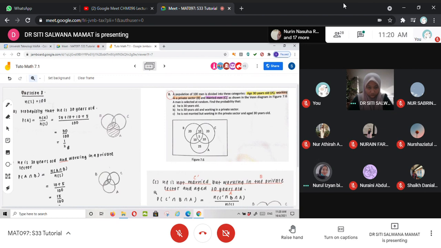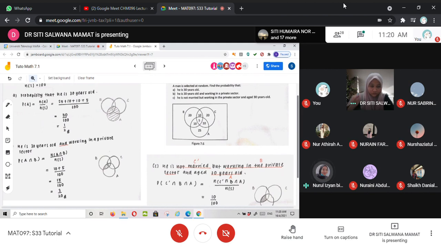So for B, he is 30 years old and working in private sector. For 30 years old is A, working in a private sector is B. So we need to find probability of A intersect B equal to N A intersect B over NS. So N A intersect B ni, kita kena cari bahagian yang intersect. So means that 10 dengan 5. So 10 plus 5 over 100 is equal to 15 over 100. The final answer is 3 over 20.